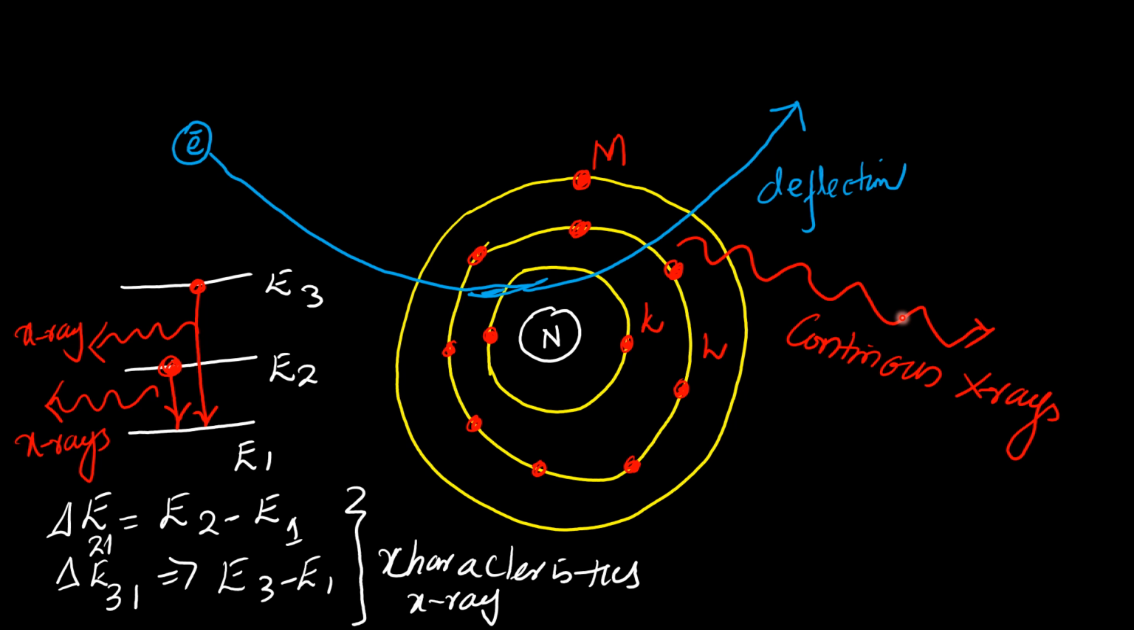So basically these are the two types of interaction. One is the inner shell transition, and the second is the deceleration of the electron, which produce characteristic as well as continuous X-rays. Now let us discuss the experimental setup used for the production of X-rays.